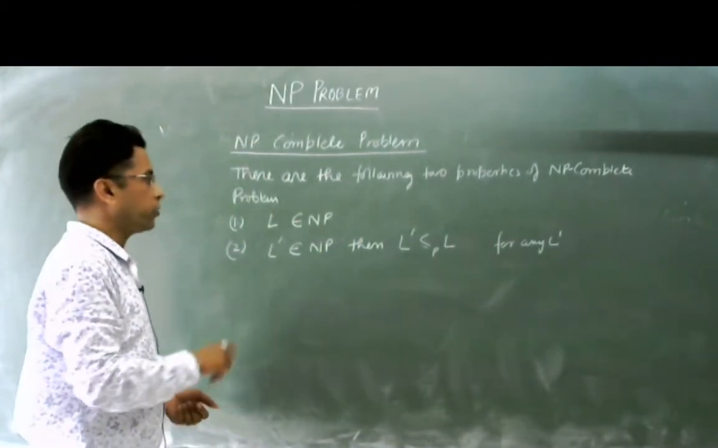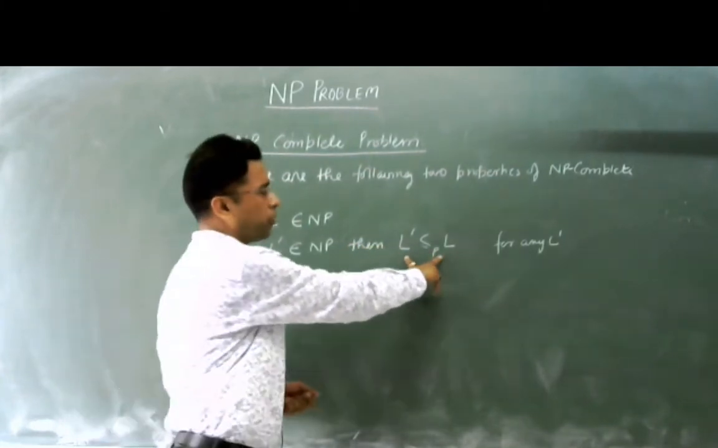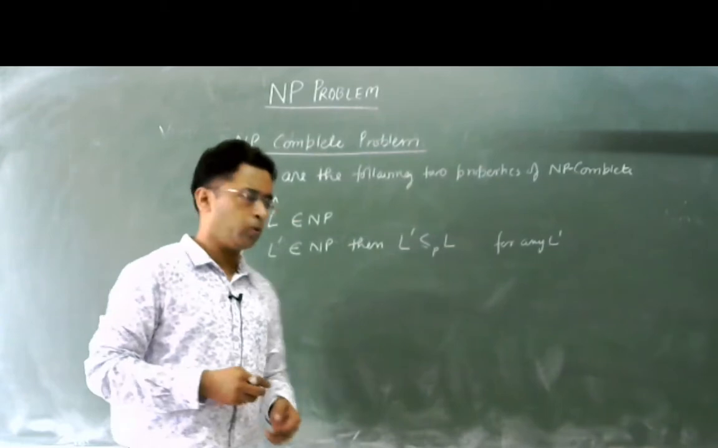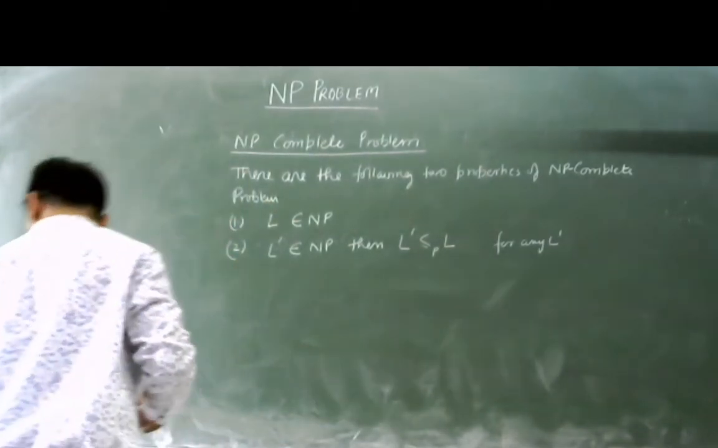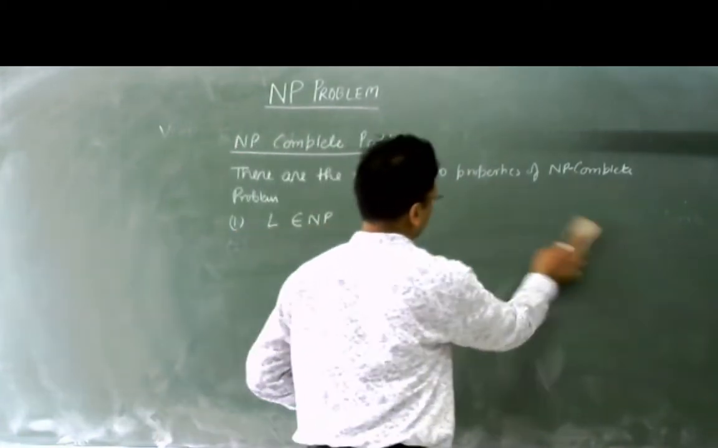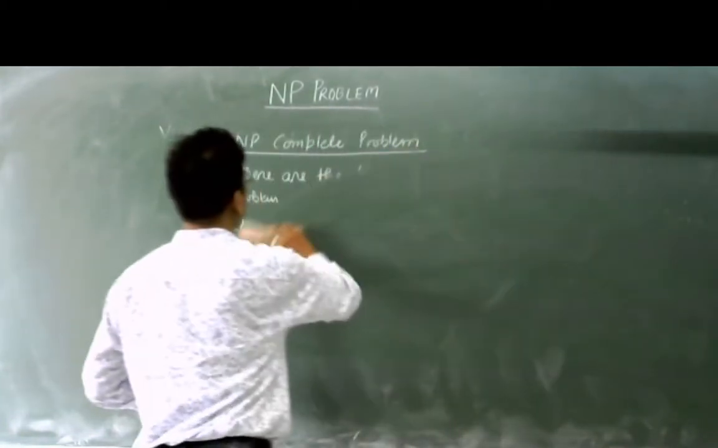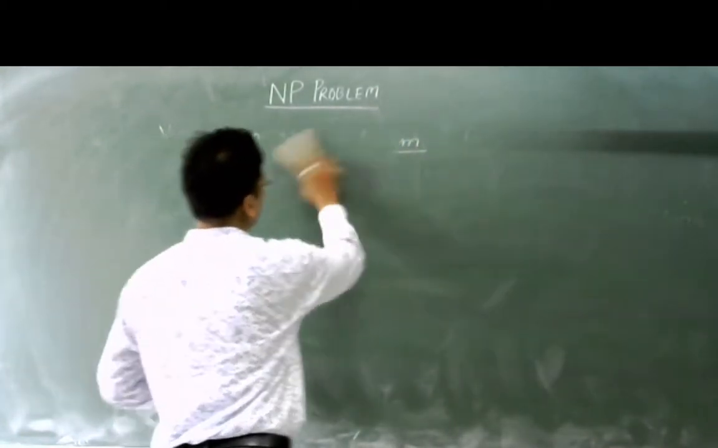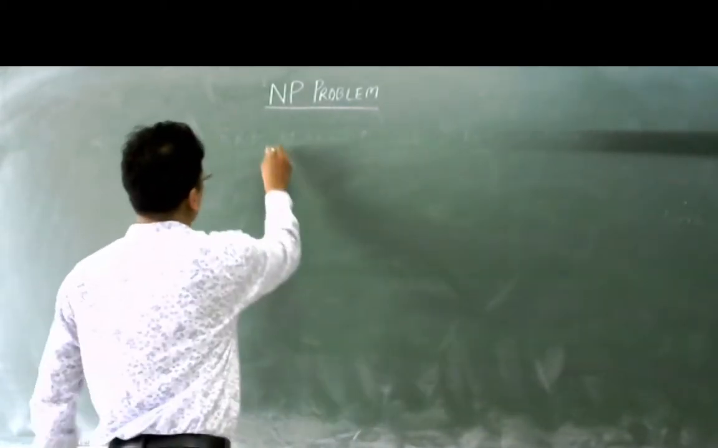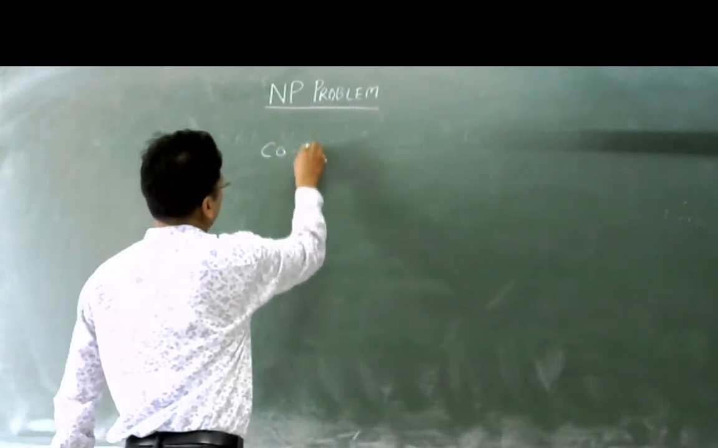Now, to understand how we are relating two problems, there comes the concept of reducibility. So I am writing the concept of reducibility here. But before that, I am explaining to you the concept of the co-NP problem.